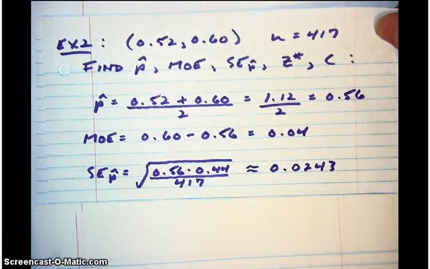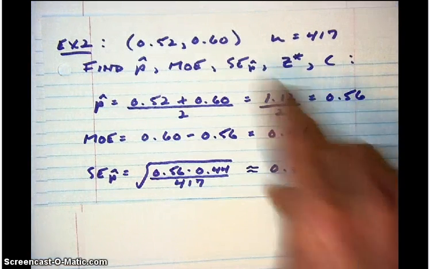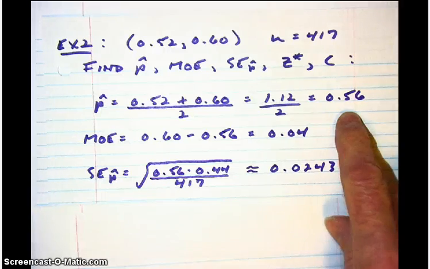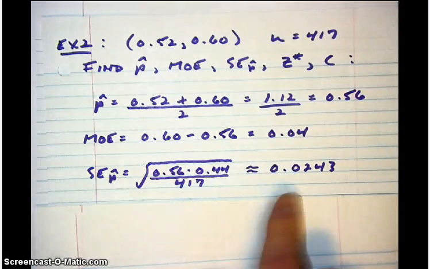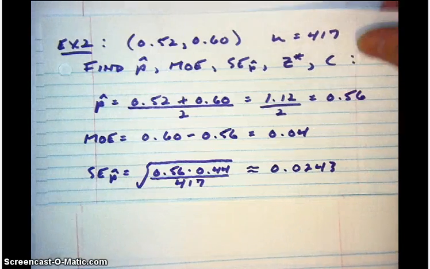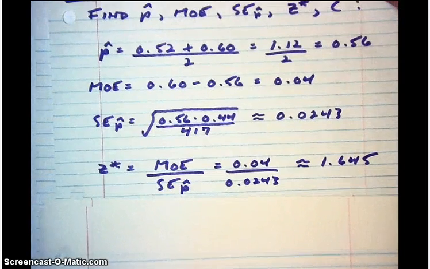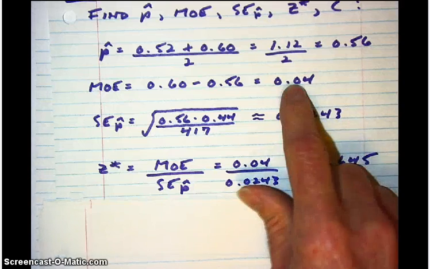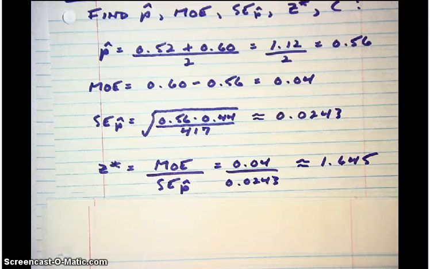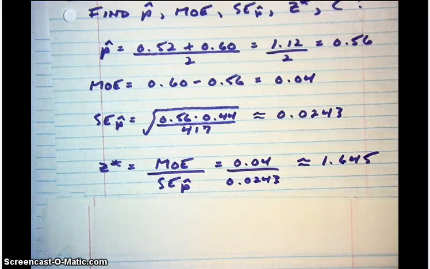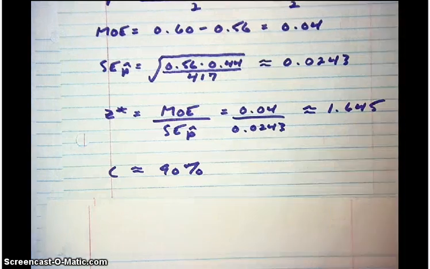To find the standard error of p hat, you can use this value of p hat from right here and the sample size that we were given and just plug them into the standard error formula. You get 0.0243. To find z star, just divide the margin of error right here by the standard error of p hat right there, and you get approximately 1.645. It's a little bit of rounding error in there, but that's all right. And for our z star of 1.645, the confidence level is 90%.